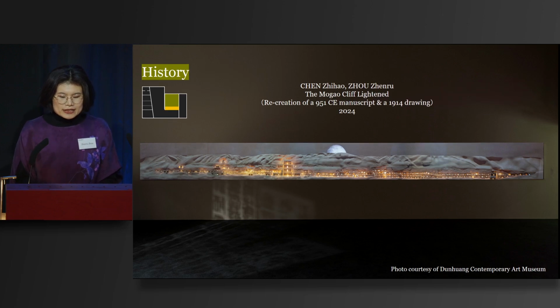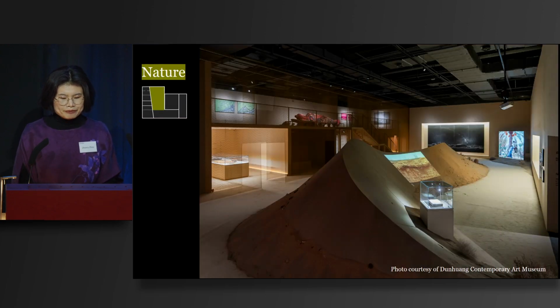In the historical section, we also have a light installation created by new media artist Chen Zhihao in collaboration with me, titled The Mogao Cliff Lightened. It is a recreation of a lamp lightening festival that happened in Dunhuang around the 10th century, recorded in a manuscript that Professor He discussed earlier today, and based on a Russian painting of the cliff, and I will discuss this work later.